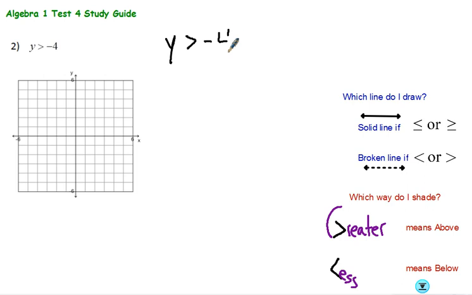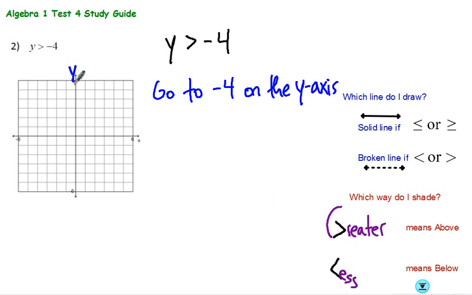So this says go to -4 on the y-axis. Alright, let's go to -4 on the y. So now this time we're talking about the y. So here's 0, -1, -2, -3, -4. Now if it said y equals -4, then I would draw a line and I'd be done, I'd call it a day. But the difference here is that it's an inequality, so there's two additional questions I have to ask myself.